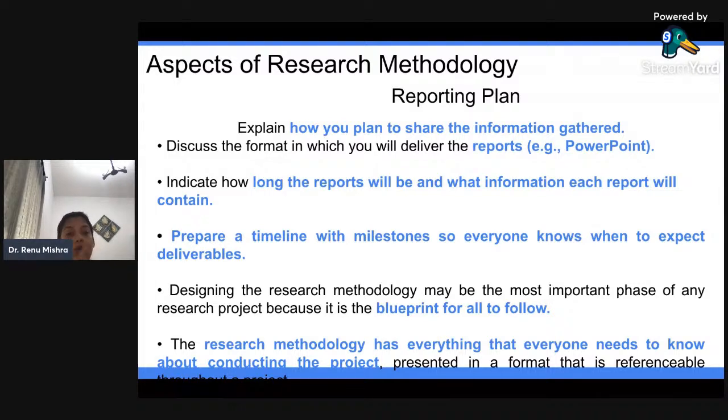Whatever research methodology you have given in your synopsis is subject to change later on, but that prepares the university people in advance that yes, the scholar has clarity, the scholar understands research methodology, and he or she is aware of what they want to do in the entire tenure of the PhD. So this should be very carefully drafted.